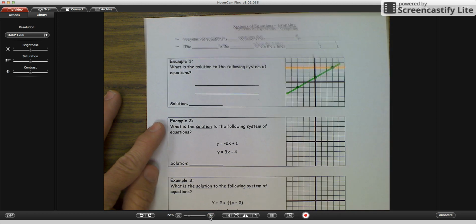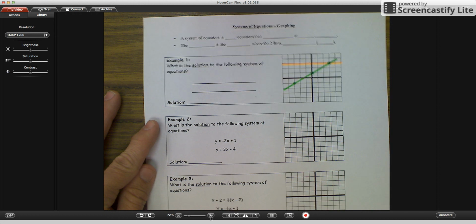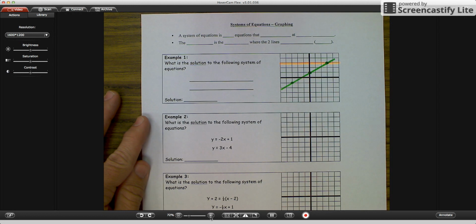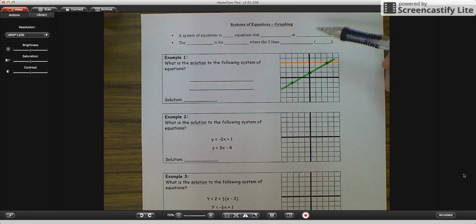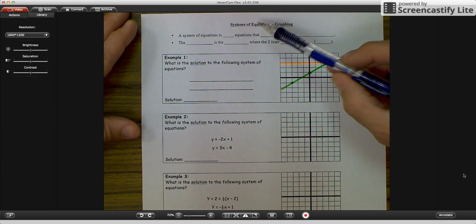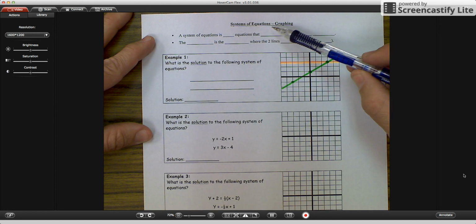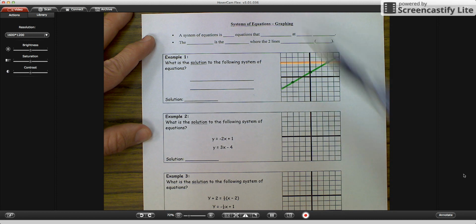We are going to talk about the final unit that we're going to study this year. And this unit takes us back into algebra and into graphing or into equations. So we are now dealing with systems of equations, and we're going to solve them by graphing.